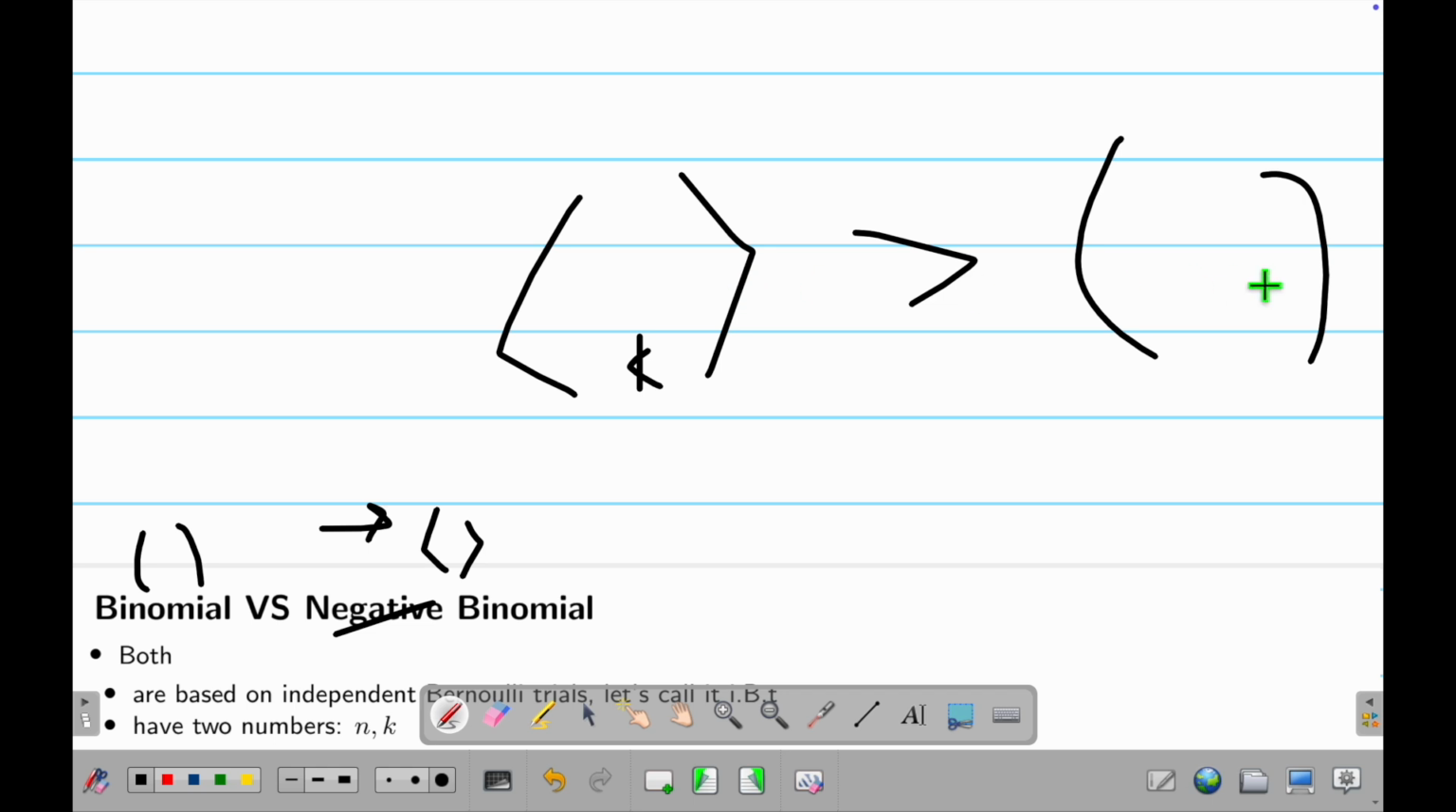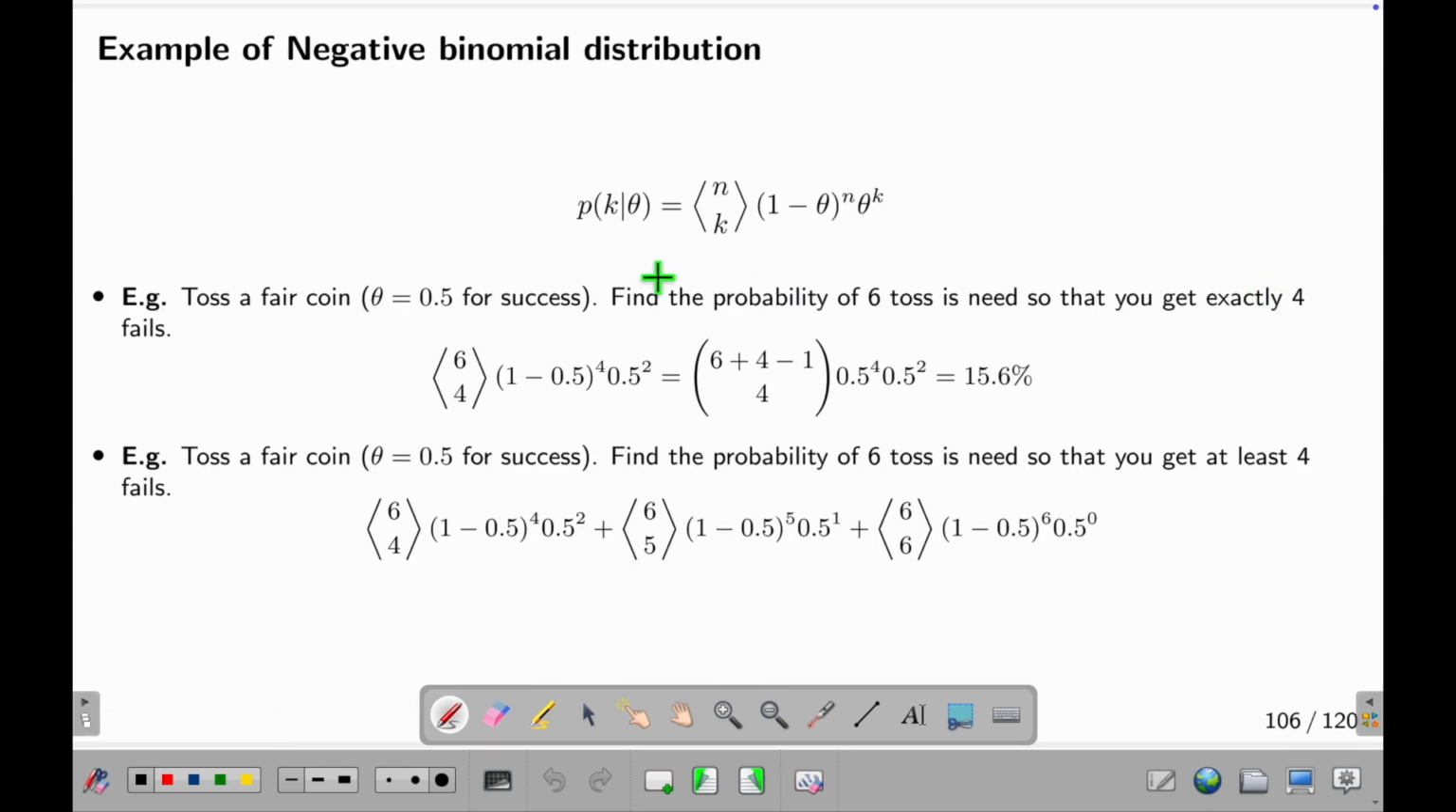So here's an example. Suppose a fair coin. What's the probability that you want 4 successes? This is given. You ask, what's the chance you need to toss 6 times? Then you get this number. And the same thing: find the probability of at least 4 failures or 4 successes. Then you have some rule. You repeat this for 3 cases, and you see this is quite low.